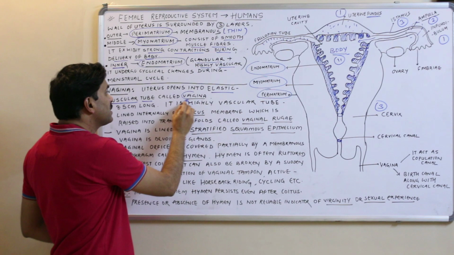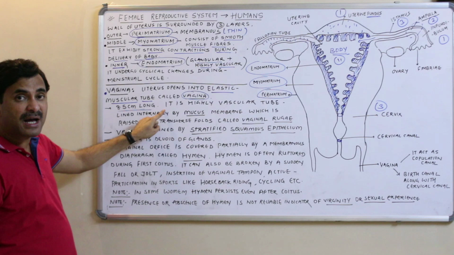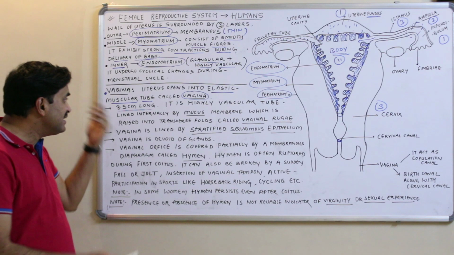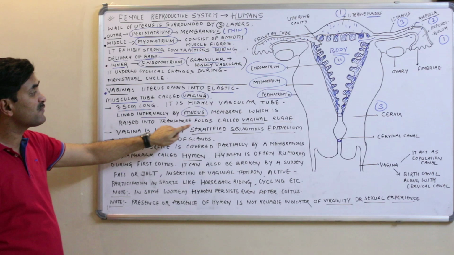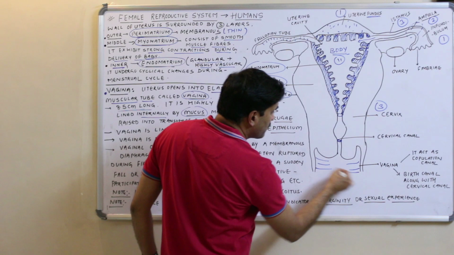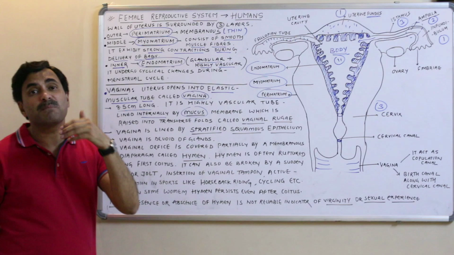The length of the vagina is approximately 8.5 centimeters, and it is a highly vascular tube. Internally, remember, it is lined by a mucous membrane which is raised into transverse folds, and these transverse folds are called the vaginal rugae. These vaginal rugae are meant for the phagocytosis of many of the sperms found in the semen.